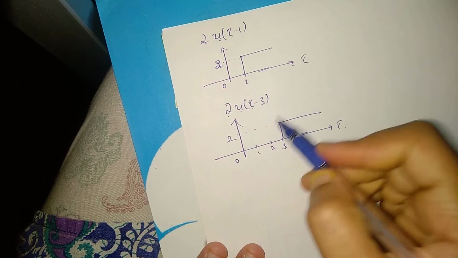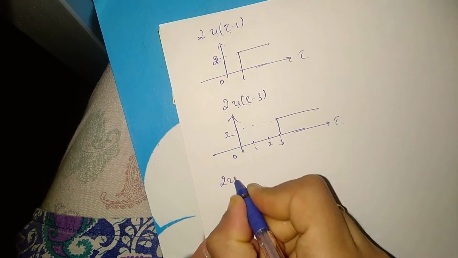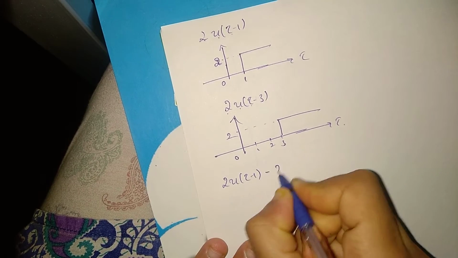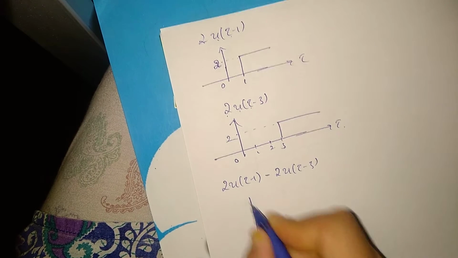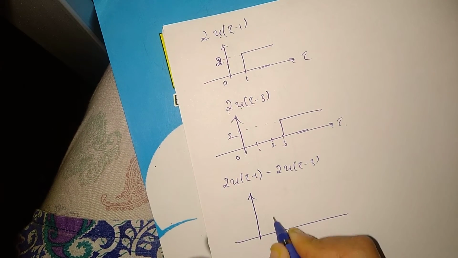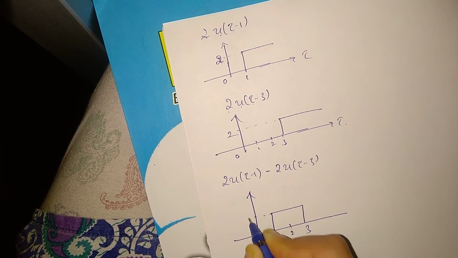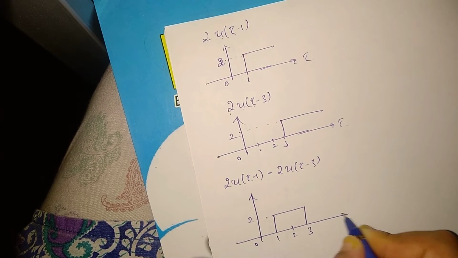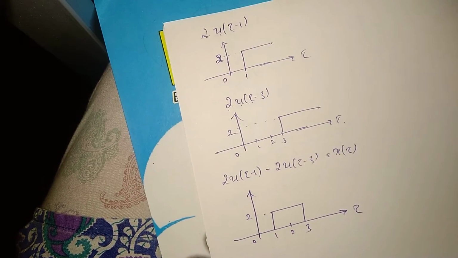Now I need to subtract these two to get x of tau. So 2 into u of tau minus 1 minus 2 into u of tau minus 3. Your waveform will be from 1 to 3 with an amplitude 2. This is your x of tau. Okay.